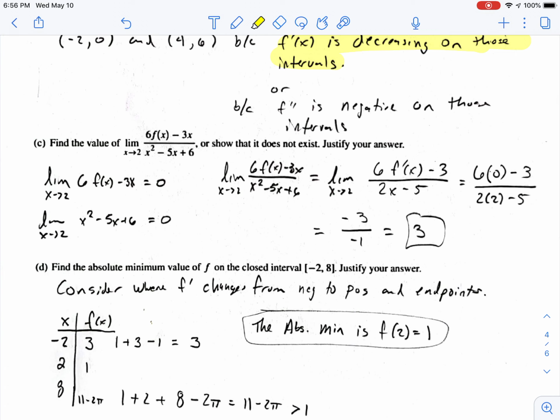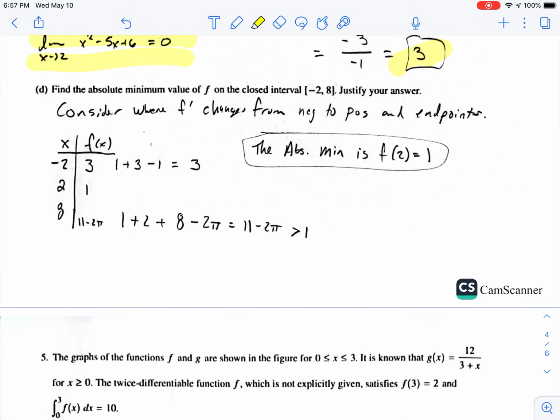Question C, when you're given a limit, you're pretty much looking at L'Hopital's rule. So you have to first show that the limit of the numerator and denominator are both producing a 0, and then you can go ahead and use L'Hopital's rule and take the derivative of the numerator and the denominator and get an equivalent limit. And so we do that, and then once we take the derivative of the numerator and denominator, we can plug in 2, and it works out to being 3 if you work it out.